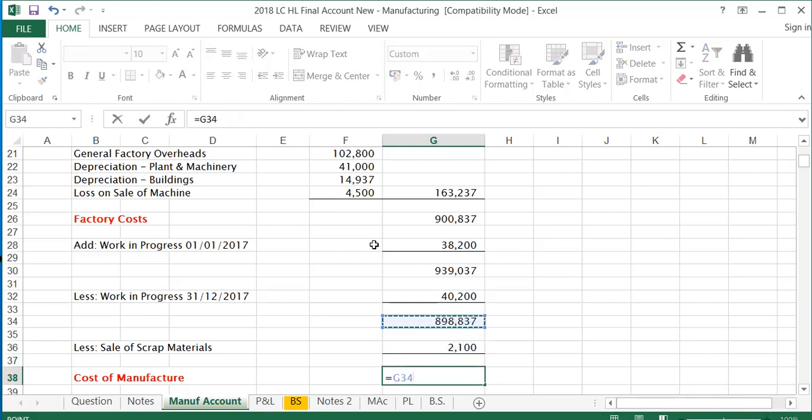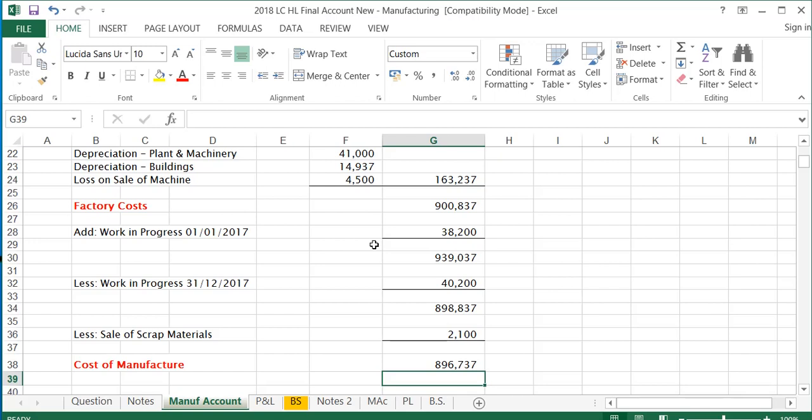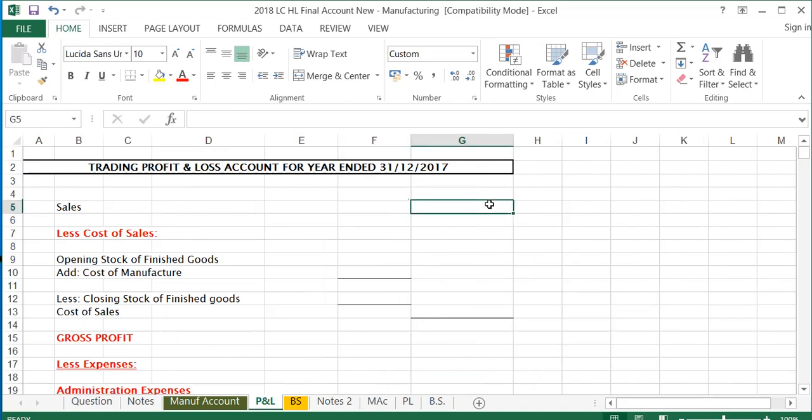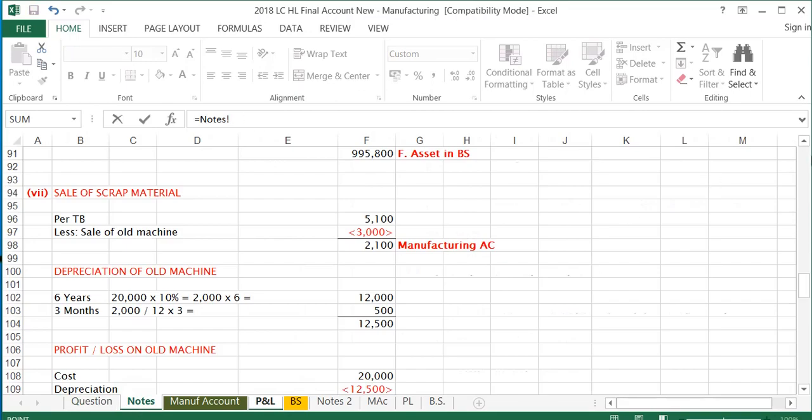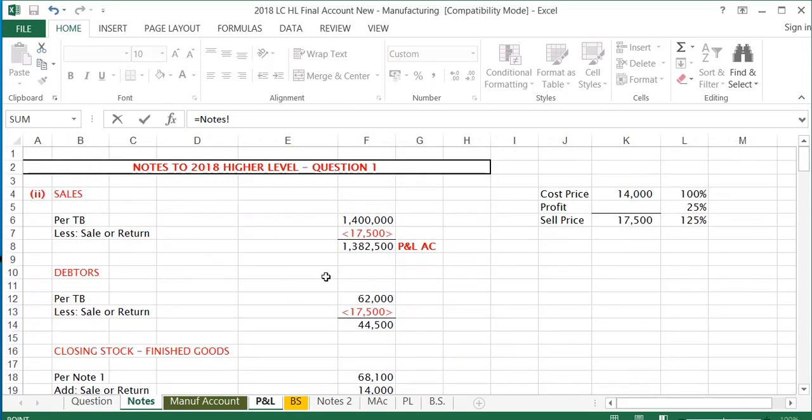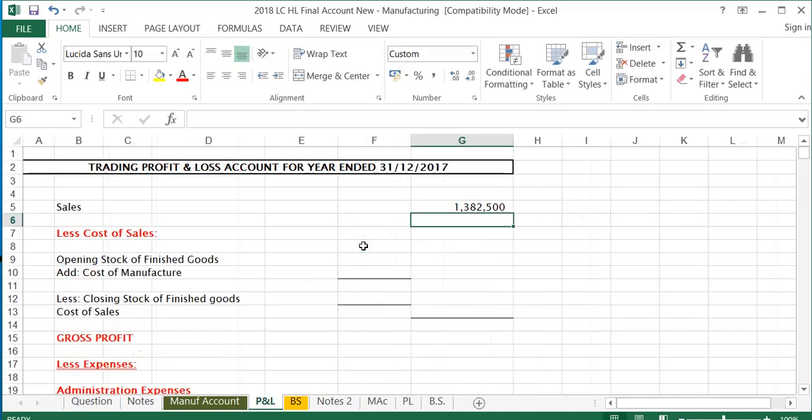So if I take that away, it'll leave me with a cost of manufacture of 896,737, and that is the manufacturing account complete. P&L. So to start off with, my P&L always starts off with sales, and there was a change to sales in the very first note that we did. So my sales is 1,382,500.